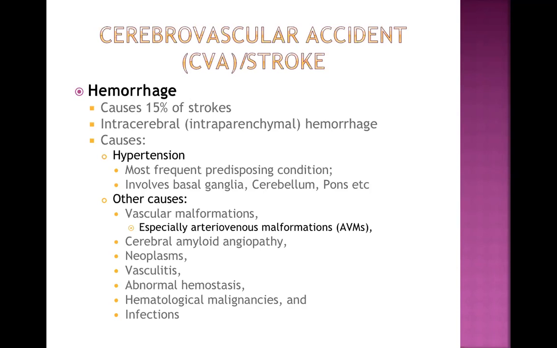Okay, abnormal hemostasis means there is a certain lack of the clotting or coagulation factor, which may result in hemorrhage in different parts of the body. Hematological malignancies like leukemia, where there is thrombocytopenia, as well as infection, where there is a high chance of disseminated intravascular coagulation.